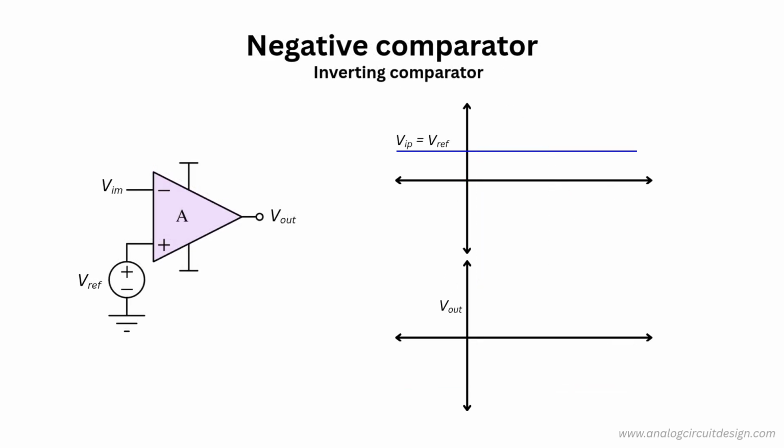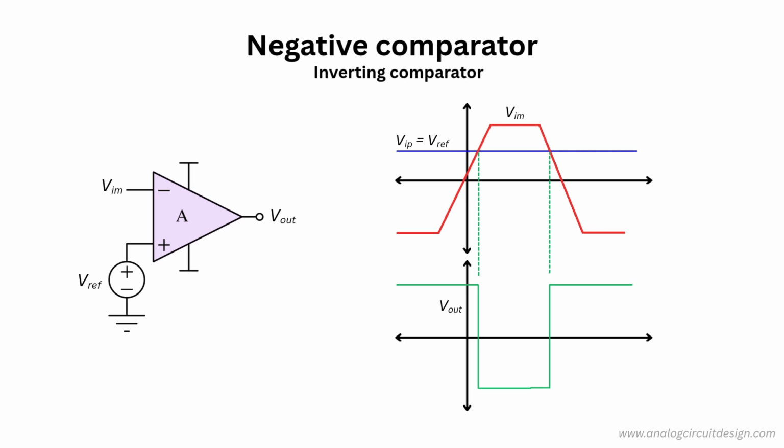A negative comparator, or an inverting comparator, is a comparator configuration where the input signal is connected to the inverting input and the reference voltage is applied to the non-inverting input. When the input signal is greater than reference voltage, the output moves to 0, or VEE. When the input signal is less than reference voltage, the output moves to high, or VCC. The output is going in opposite direction of the input signal, hence called negative comparator.